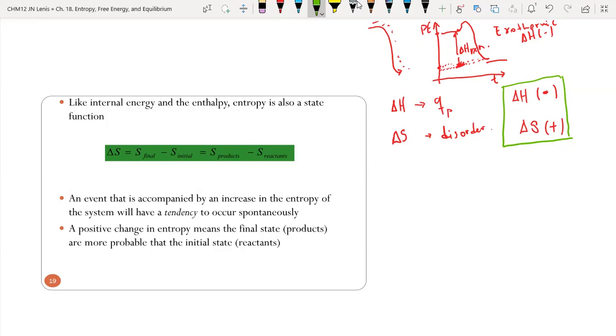So on our macroscopic level, we see that exothermic reactions are more probable to occur. And also an increase in entropy is favored, more disorder. And this is a natural process.